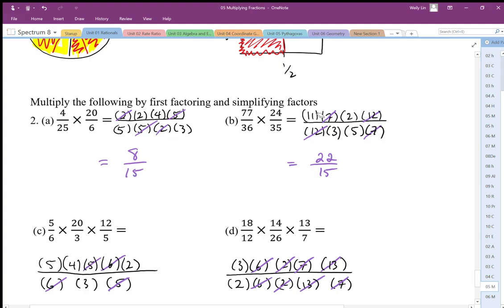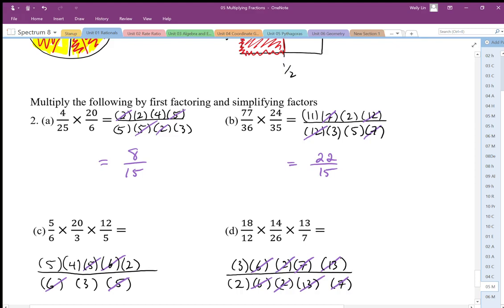Here the 77 was broken up into 11 times 7. And I knew that this one here, I could have broken it up into 4 times 6, but this one here I recognize the greatest common factor is 12, so I can just use 12. So 2 times 12 and 12 times 3 on the bottom here. And then I got my common factor of 7. There's a common factor of 7 and 7 there. So 7 is 5 times 7. All those ones times and divides cancel out. I'm left with 11 times 2 on top, 3 times 5 on bottom.